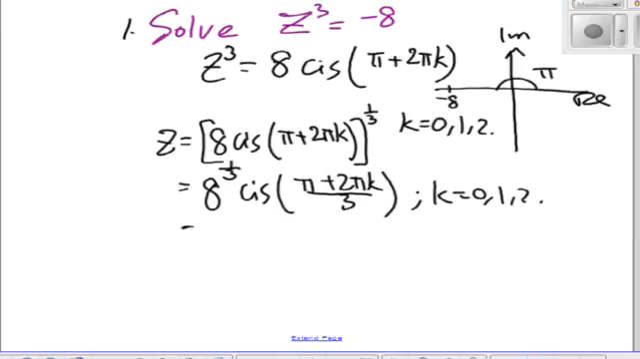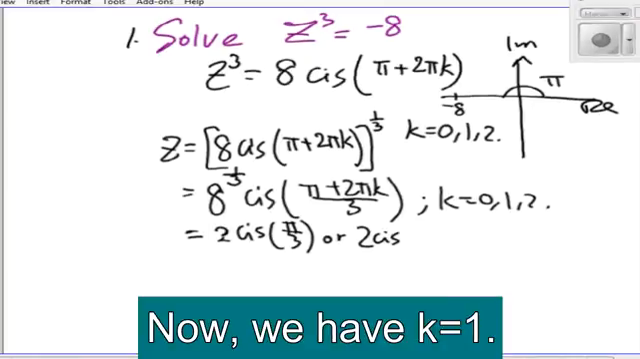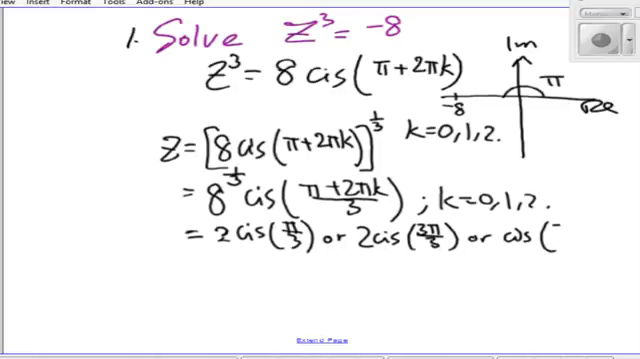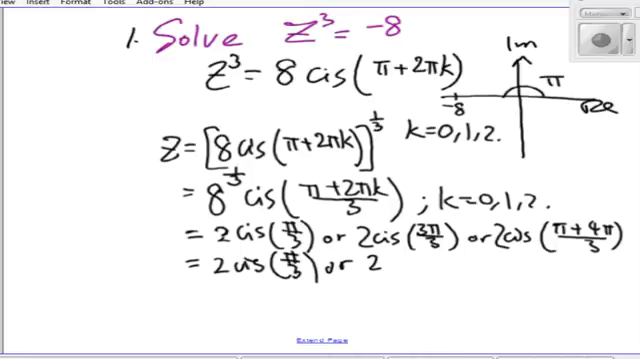So my answers could be, if k equals 0, then this is 2 cis (pi over 3), or 2 cis with k equal to 1, so 2 pi plus pi is 3 pi over 3, or when k equals 2 it is going to be pi plus 4 pi over 3, for example, with a 2 in front. So my answers are 2 cis (pi over 3), or 2 cis pi, which basically is -2, or 2 cis (5 pi over 3).